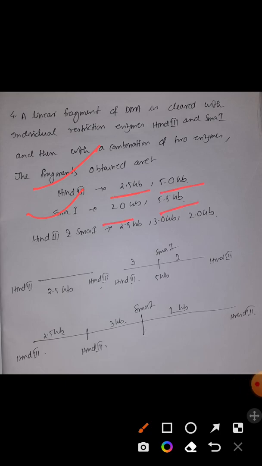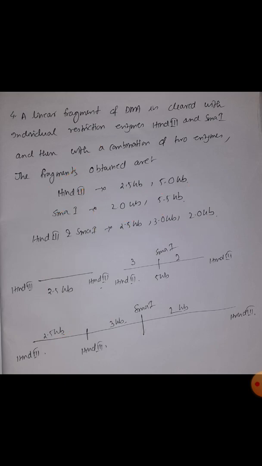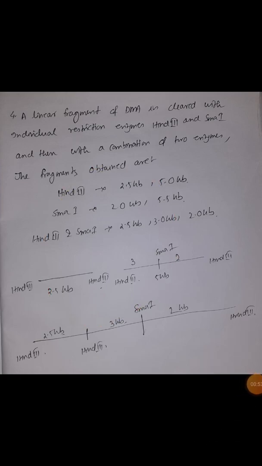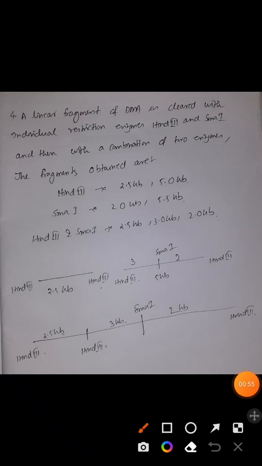Okay, and then as I have discussed with you in my basic principle discussion video, without any kind of double digestion you cannot find out the restriction map, right? So after double digestion they give three fragments, 2.5, 3 and 2, and they want us to construct the restriction map. Okay, so let's start. So first of all, how can it be done?